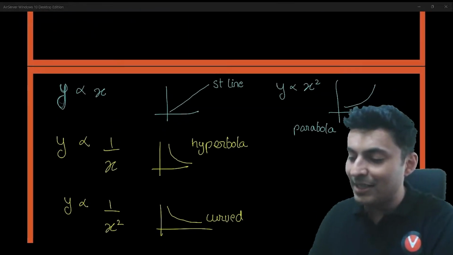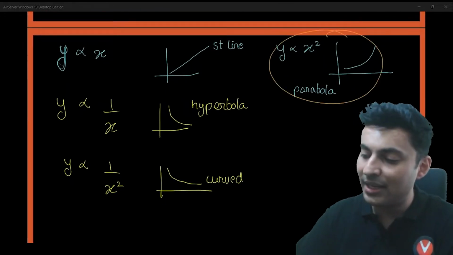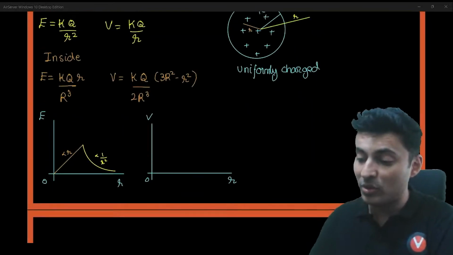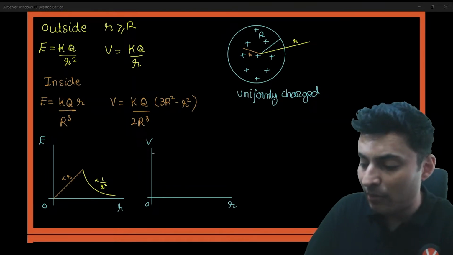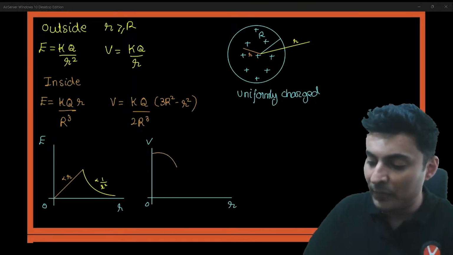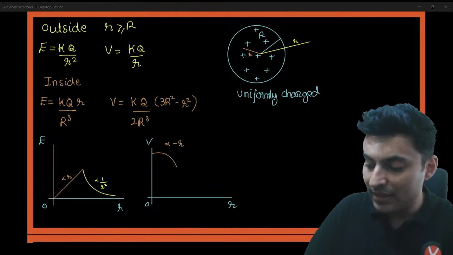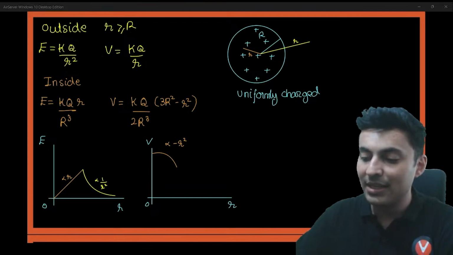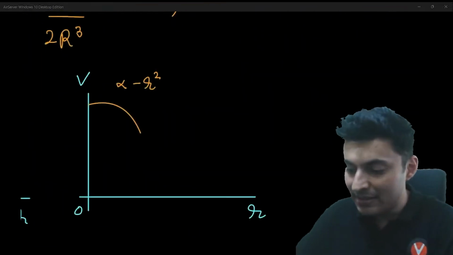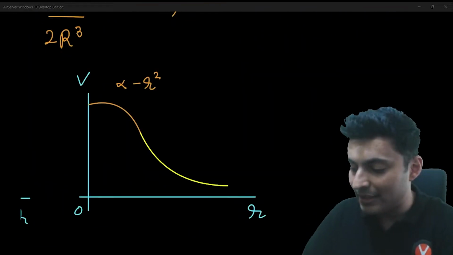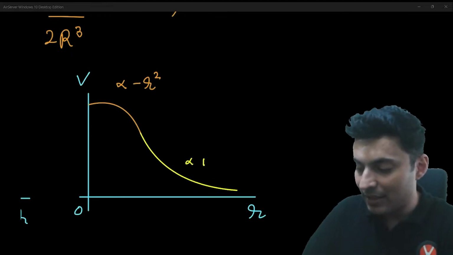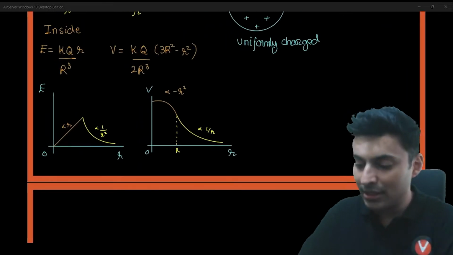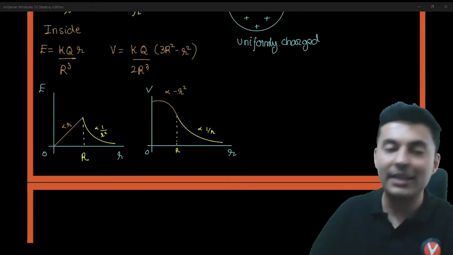Those of you who joined late, just some time back I told you when it is x square, it is a parabola. When x square is there on the top, so the variable is there on the top, it is a parabola, but it is a downward parabola. So directly proportional to minus r square. And then when you go outside, it is inversely proportional to r. That means it will be a graph like this. And this change happens obviously at R.